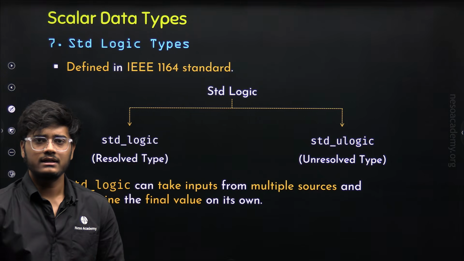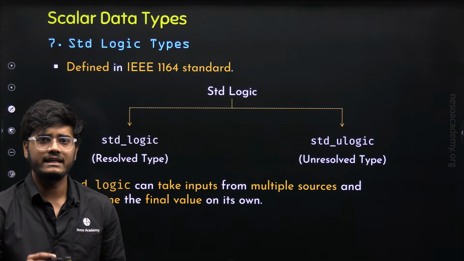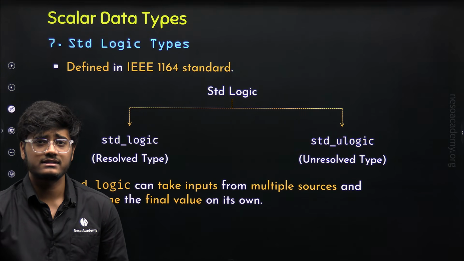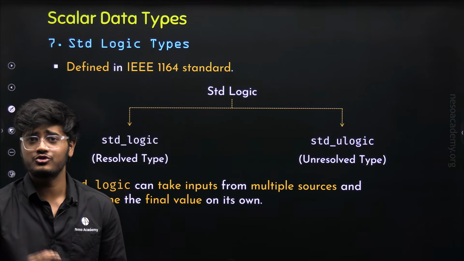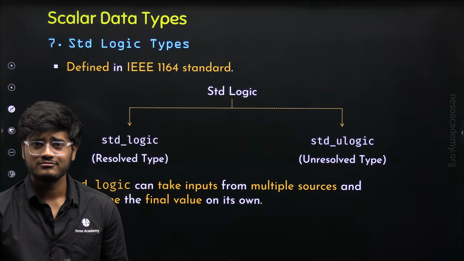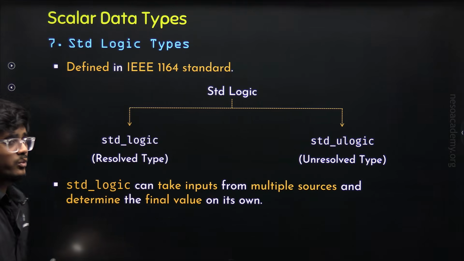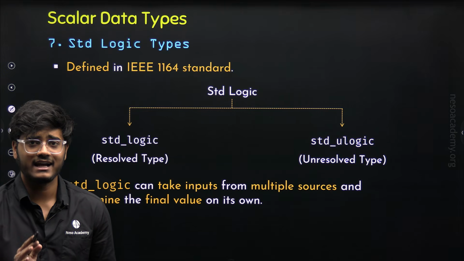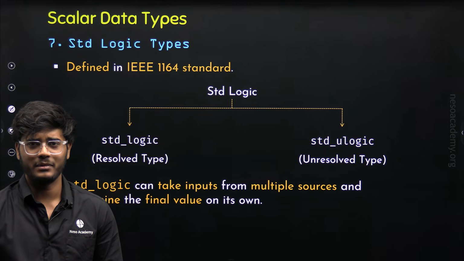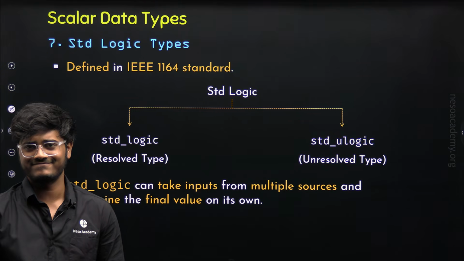To make it more clear, let's take an example. Consider a VHDL code where I am assigning a signal named A equals 1. Now, in the same code, if I assign the same signal A equals 0, now what will A hold? 0, 1 or something else. Here, standard logic will check all the incoming values and decide the final value. In this scenario, A will hold X, means unknown, which represents a conflict between 0 and 1.